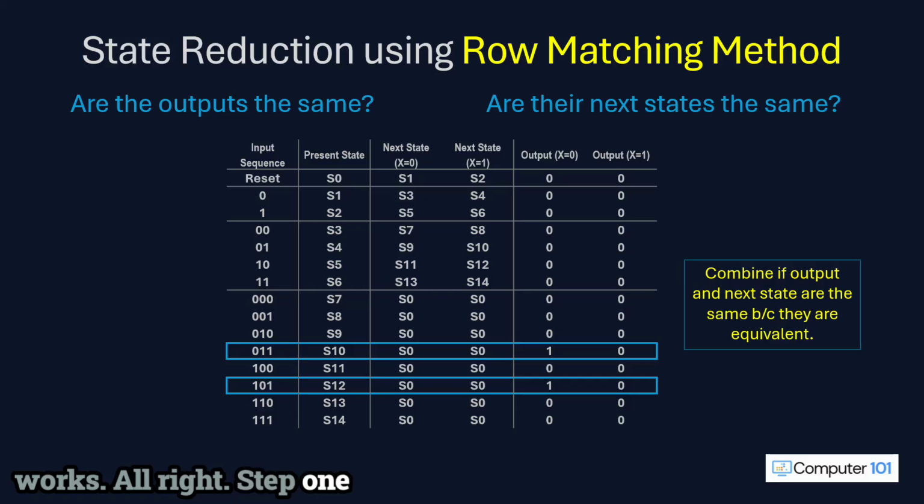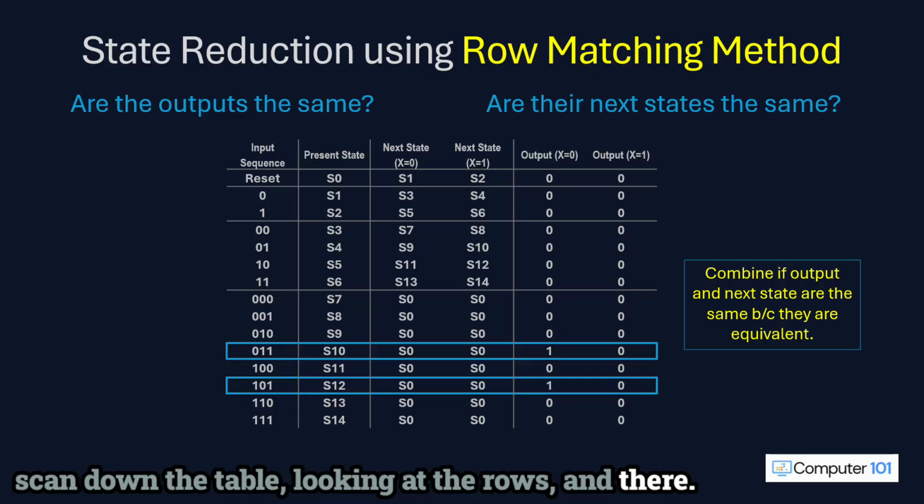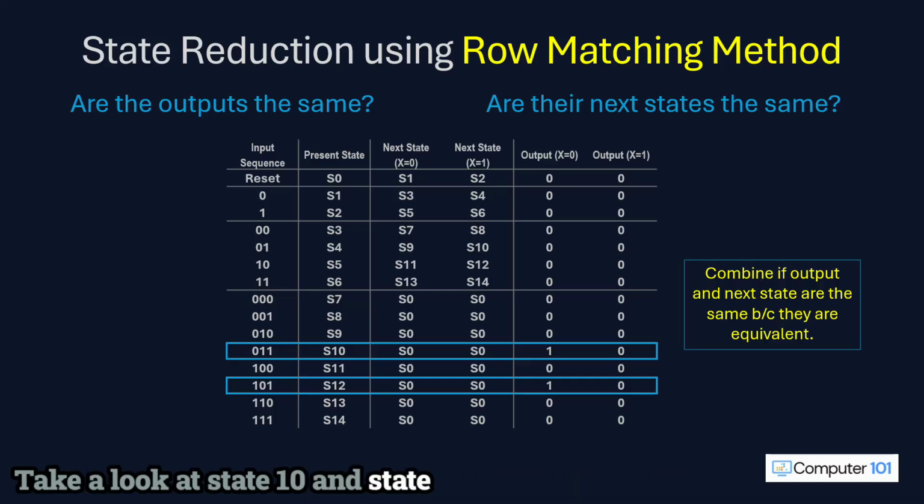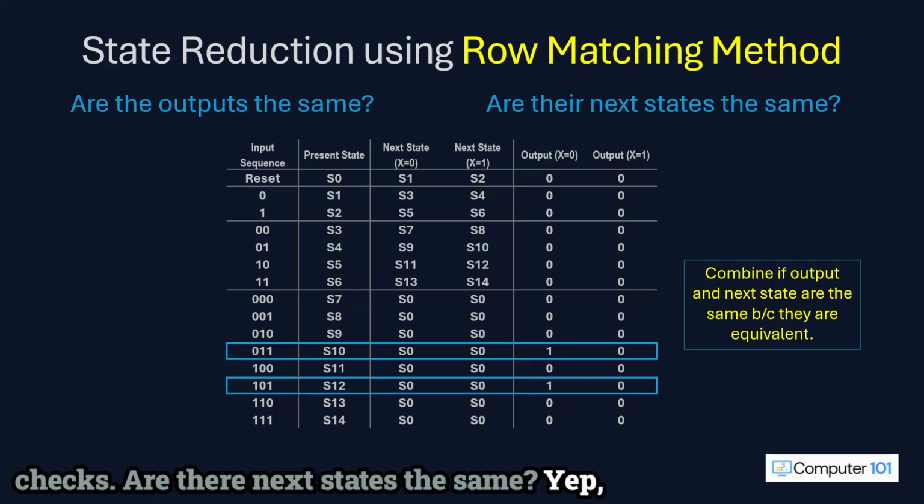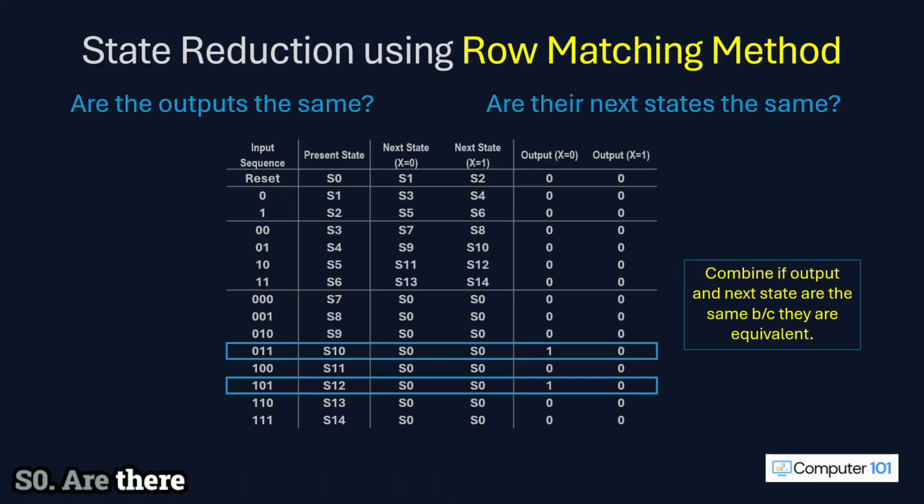All right, step 1 is to find a match. So we just scan down the table, looking at the rows, and there! Take a look at state 10 and state 12. Let's run our checks. Are their next states the same? Yep, both go to S0. Are their outputs the same? Yep, identical. It's a perfect match.